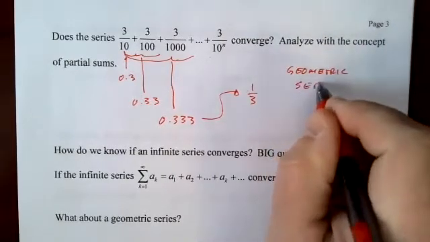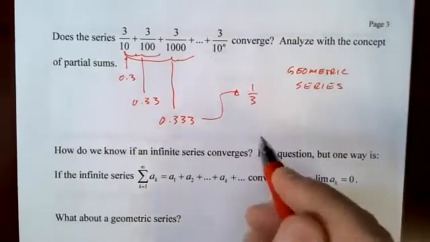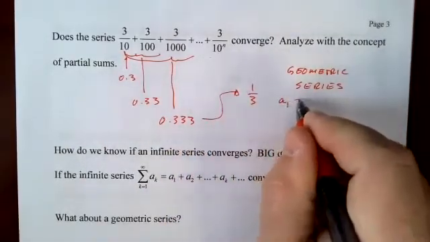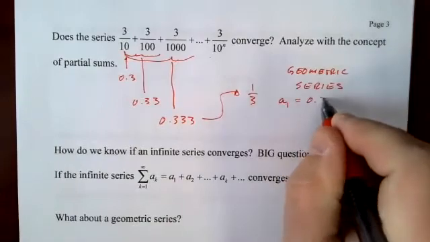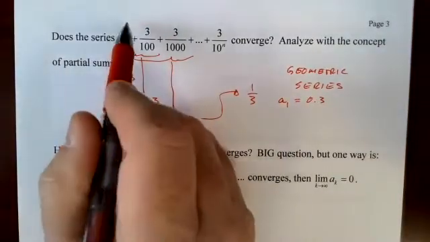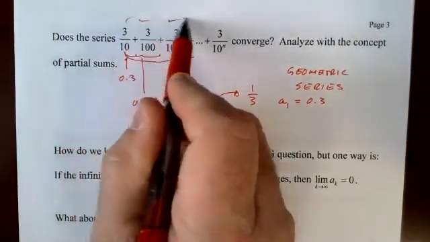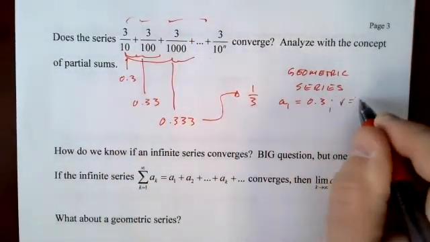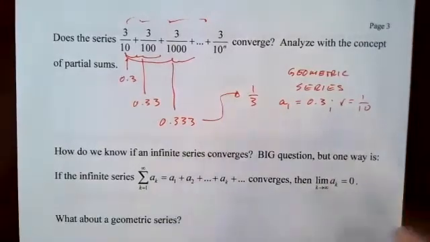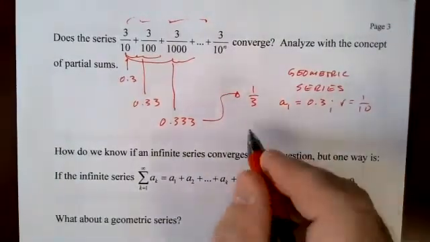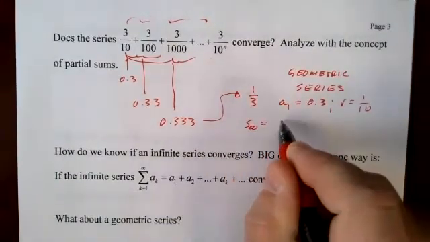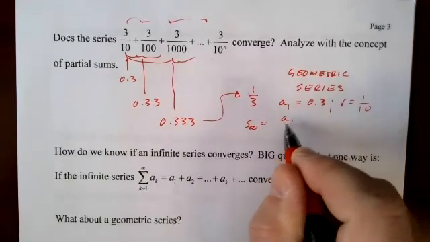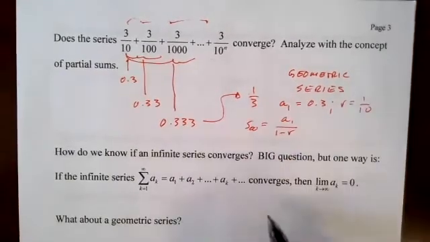And I don't believe I proved this. You're just going to have to take my word for it. Where the first term, A1 equals 0.3, 3/10. And then what are we multiplying by to get here to here? Well, R equals 1/10, 0.1. So what does it add up to? The sum of an infinite series is A1 over 1 minus R.